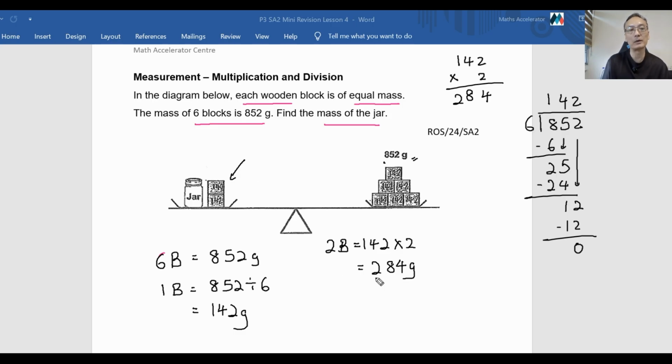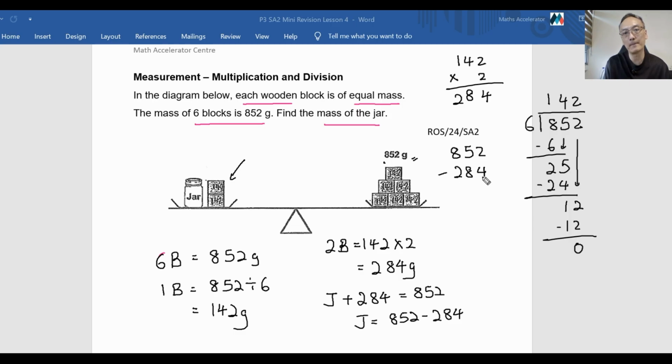Next, we form our equation. We have the jar plus 284, and that will give us 852. So next, in order to find the mass of the jar, we have to take 852 minus 284. Okay, let's work out over here. 852 minus 284.